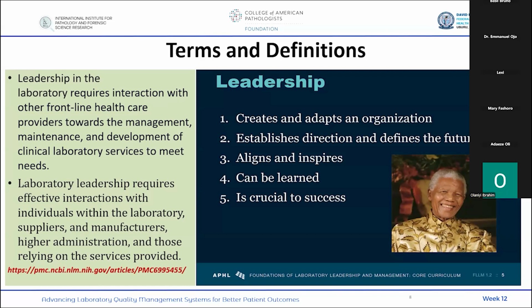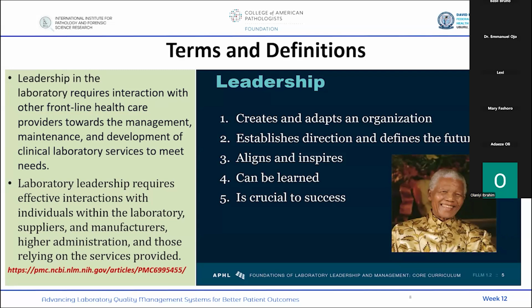And we are going to see what the need is to improve patient outcome. And that is what the series is all about, advancing lab QMS for better patient outcomes. That is not where we are supposed to be, but that we are always moving forward. We are always setting another record for ourselves as a laboratory.